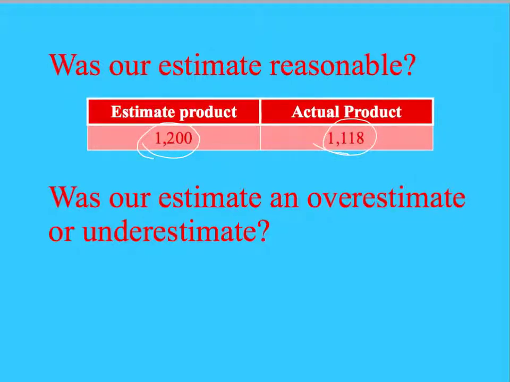Now we want to determine whether or not our estimate is an overestimate or underestimate. If you look back at the problem, 43 times 26, you'll see that we rounded it to 40 times 30. Notice that the first factor, 43, goes down when we round it, and the number 26 went up when we rounded it.